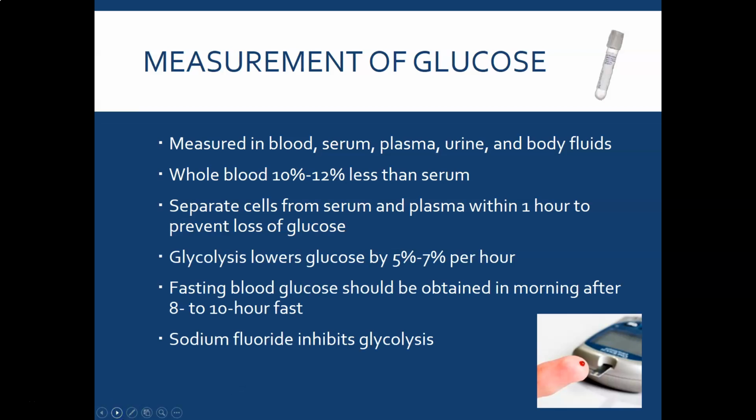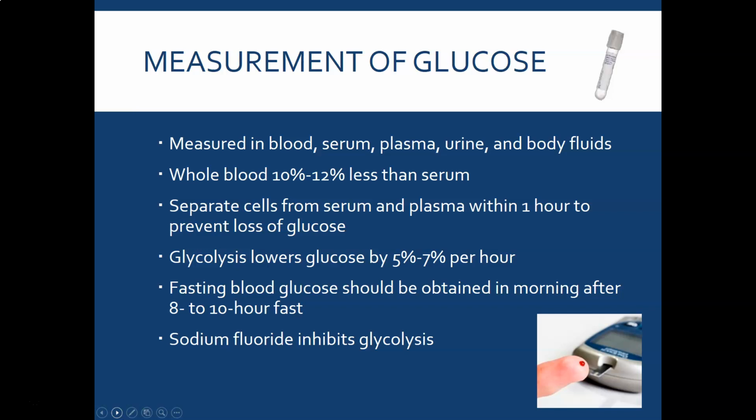All right, let's start with the measurement of glucose. Glucose can be measured in whole blood, serum, plasma, urine, and body fluids like spinal fluid. Whole blood is usually 10 to 12% less than serum because of the presence of the cells. Usually you want to separate the cells from the serum into plasma within an hour to prevent the loss of glucose, because glycolysis, or the metabolism of glucose by the red cells, can lower glucose by 5 to 7% per hour. Your fasting blood glucose should be obtained in the morning after an 8 to 10 hour fast.